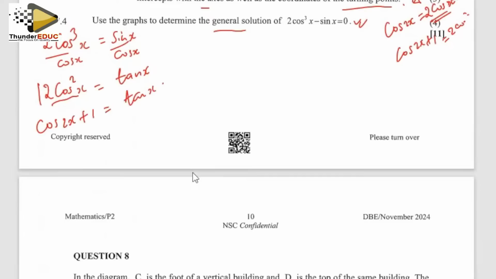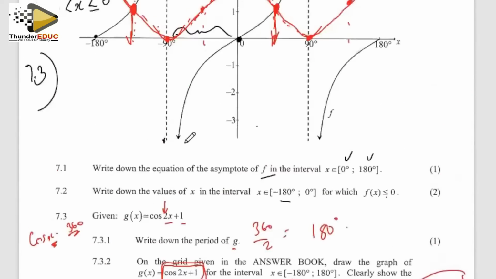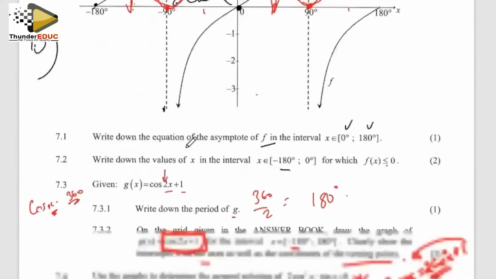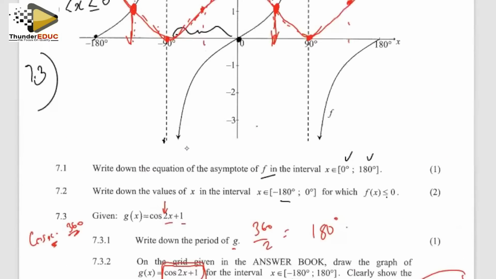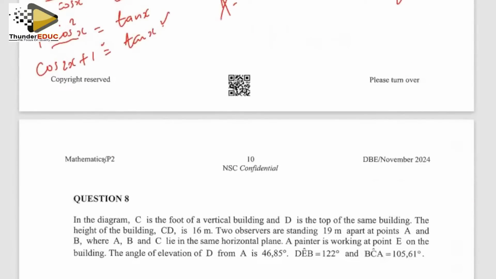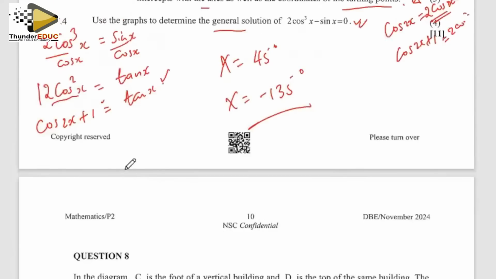Now we can see that f and g, they're equal, okay? So the point where f is equal to g, we see that it's between negative 180 and negative 90. So intervals of 45, this is equal. Then that is a 45, this is a negative 135. So I'm going to say that x must be positive 45, then x must be negative 135. All right, so that is question number 7.